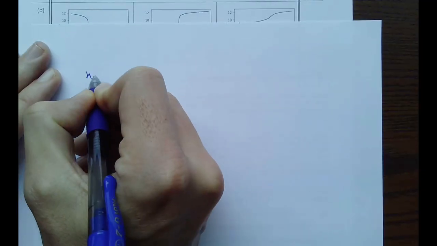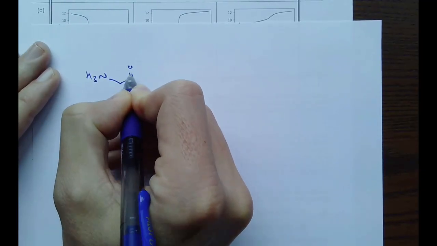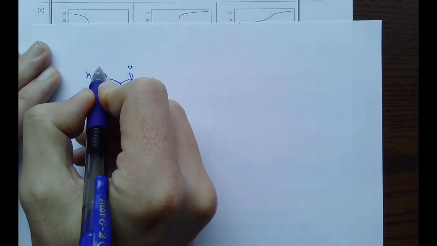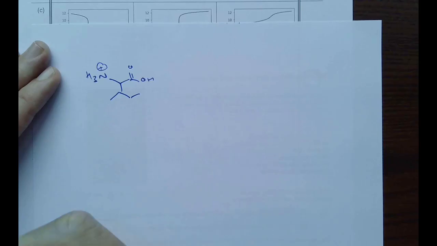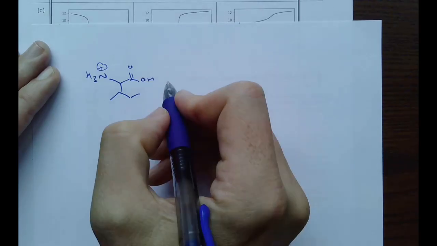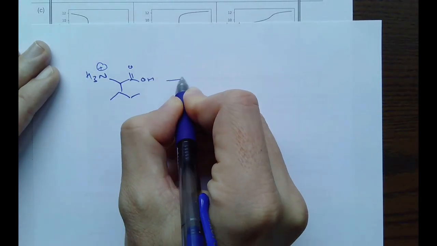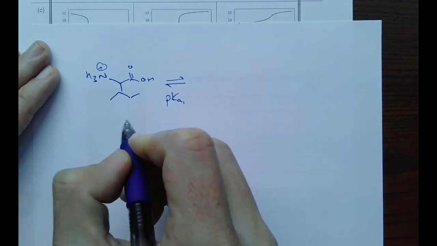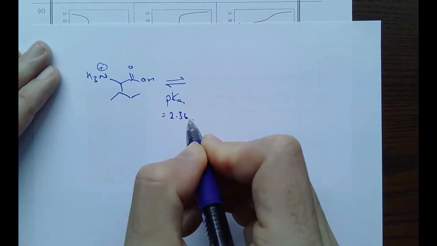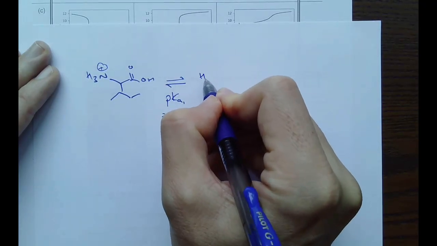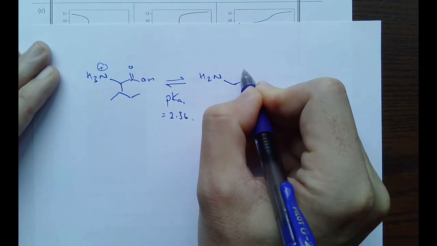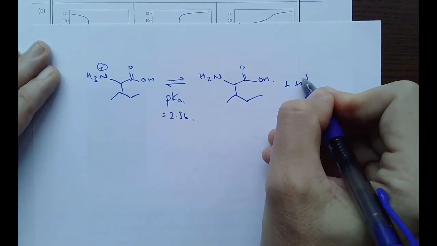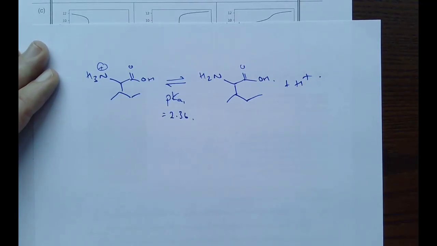So I've got H3N, this like that, my plus, and then I'm titrating it with the sodium hydroxide, and I get to my first pKa value. So what is actually happening at pKa 1, which is 2.36? Well, I'm forming H2N acid R group plus H plus. That's my first pKa value.